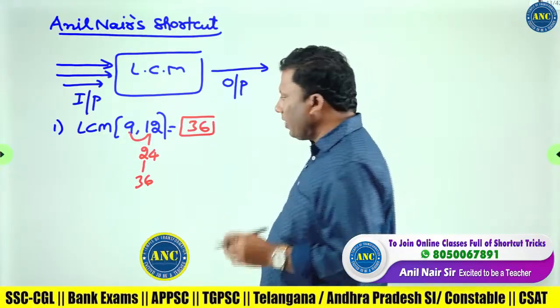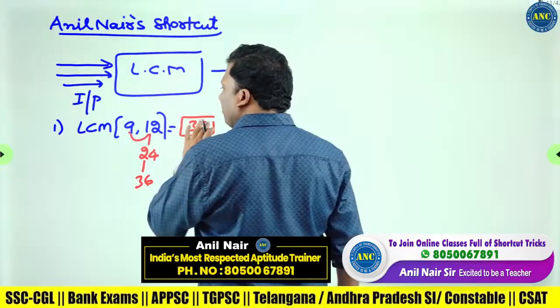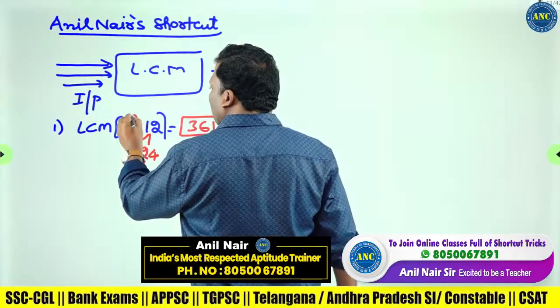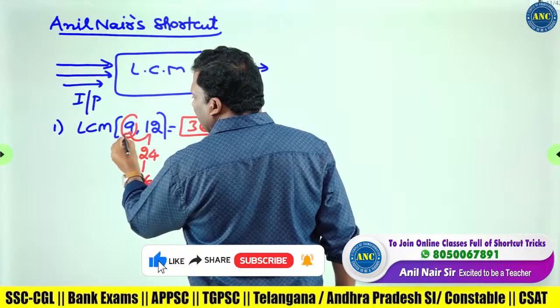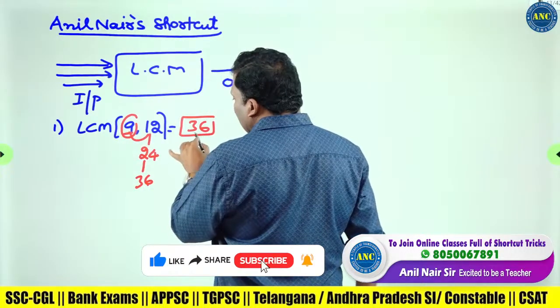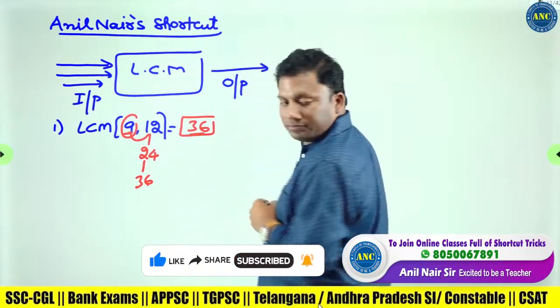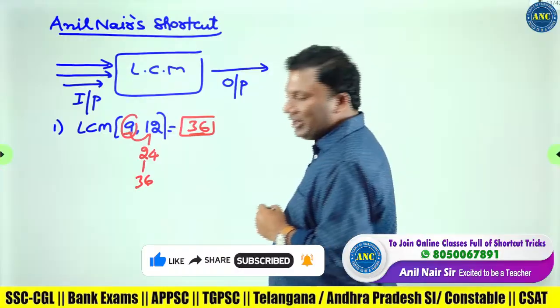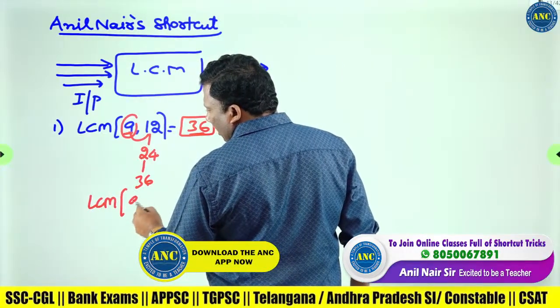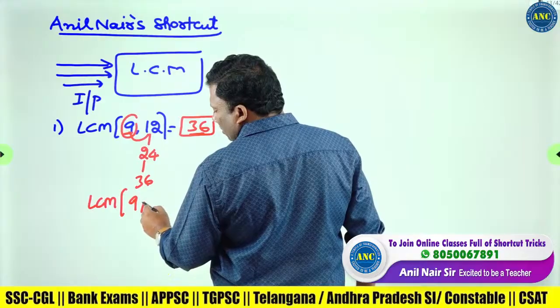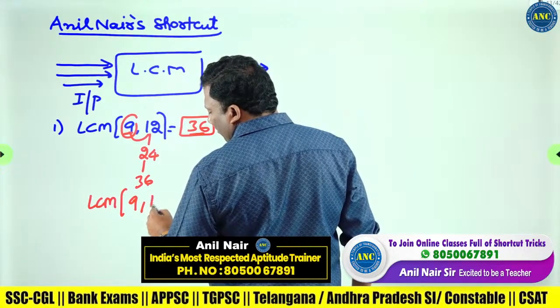Two important observations. Listen carefully. In this question, if you take an input number, digital sum is 9. Answer digital sum is also 9. Yes or no? Let me take one more example. LCM of 9, for example, 15.